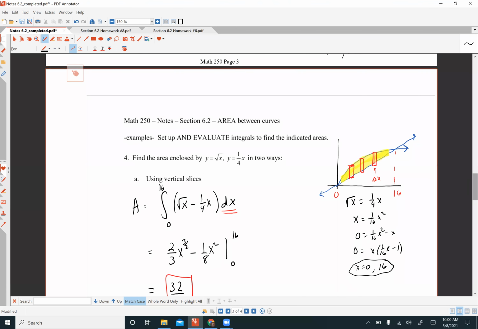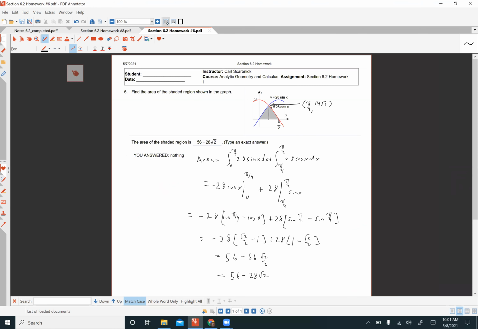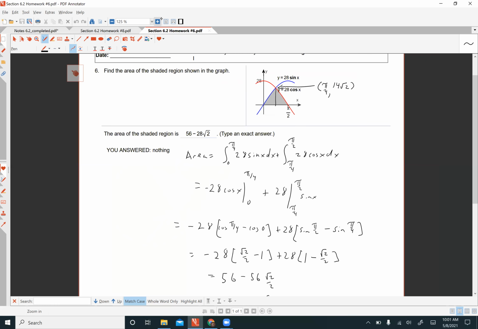And then I encourage you to maybe look at the rest of this, or certainly look at the material in the book. But let's just try a couple of problems I selected from the homework. Okay, this is the one I want to look at first. I think it's problem number 6.